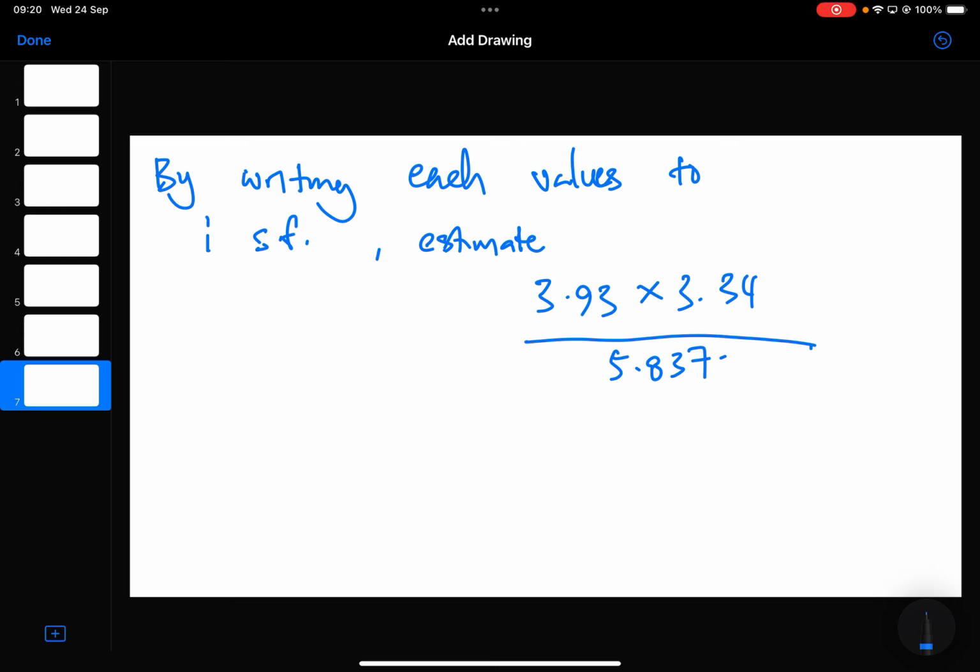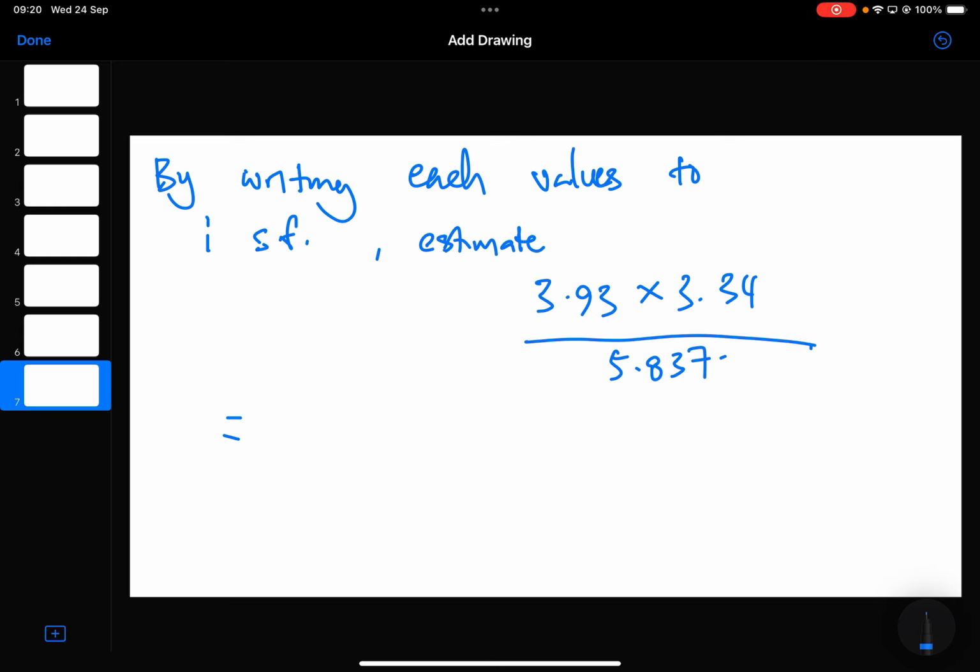By writing each value to one significant figure, estimate this calculation. If you go and straight away press the calculator, you are wrong already. What they want you to do is round each value. Here there are 3 values. They want you to round off each of these values to one significant figure first. That is the very first step that you should do.